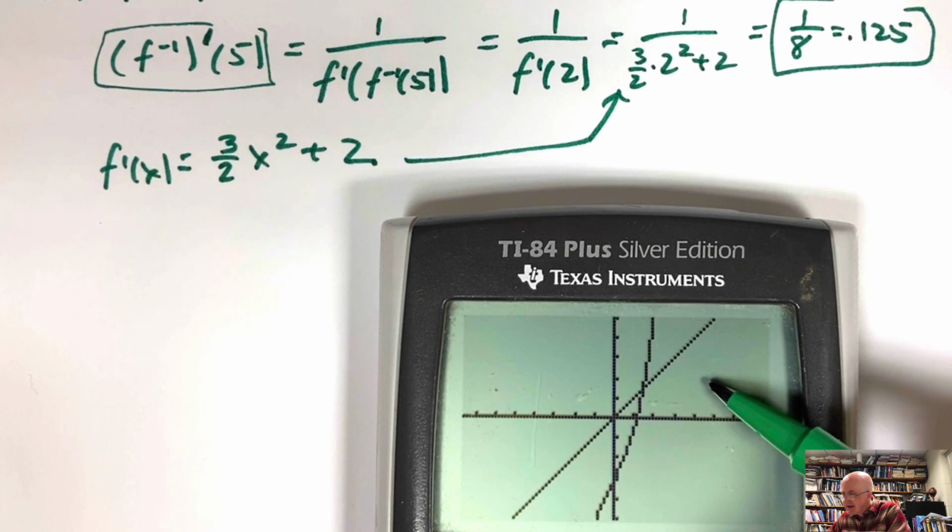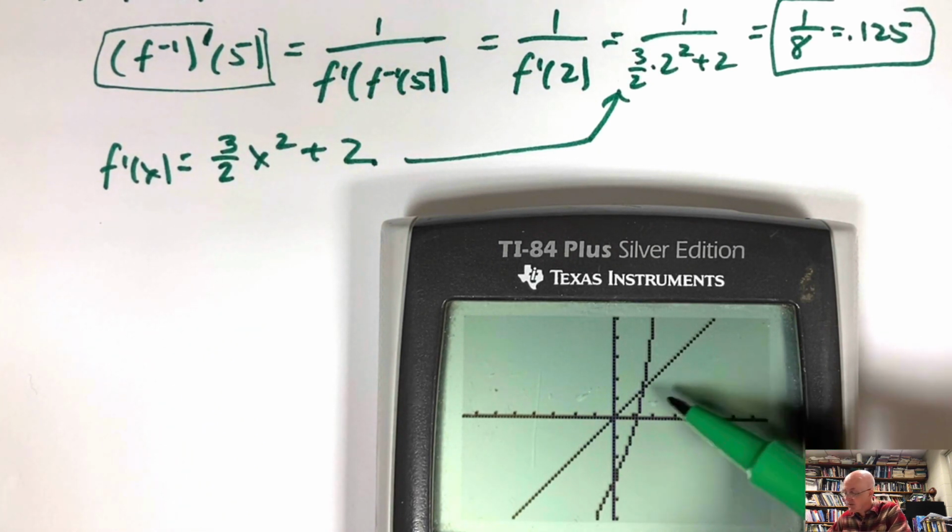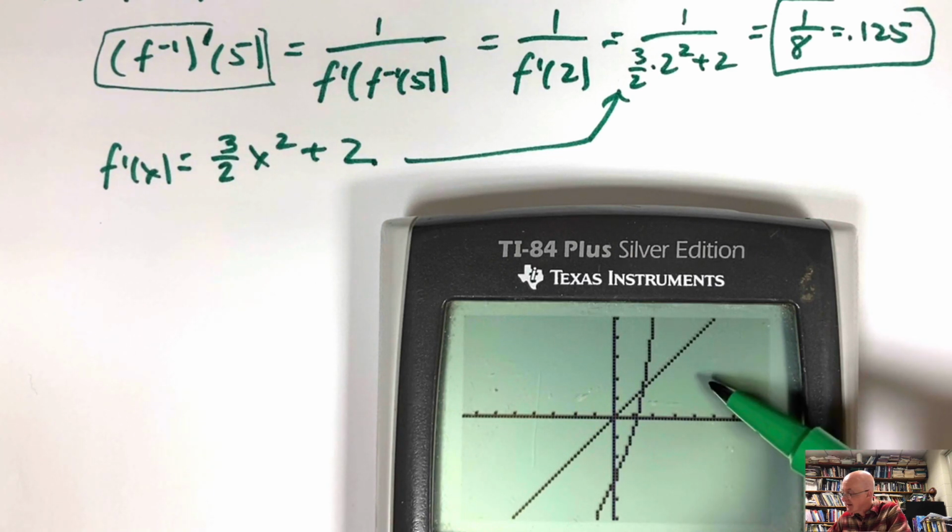We've just verified symbolically that its slope would be 1/8, which seems reasonable. If I draw a tangent line there, since this is a zoom box, the scales are the same, it does seem reasonable that the slope of that could be close to 1/8. Certainly a positive number, very close to 0.